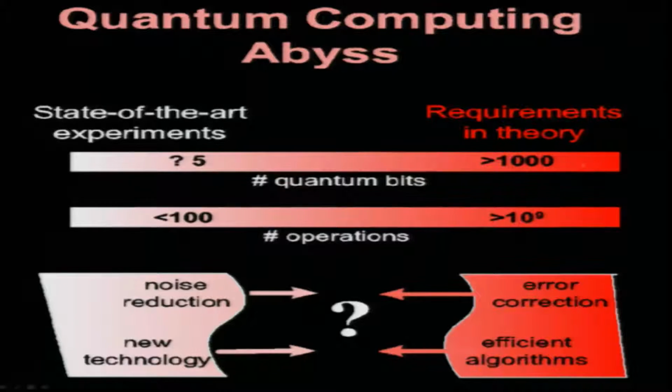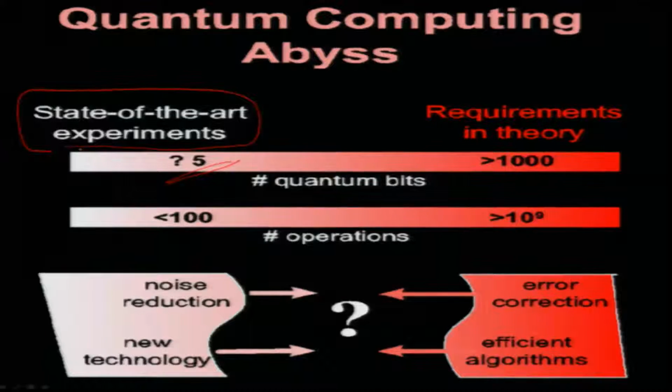So, let me end today's lecture by giving you this picture, which is sort of an abyss of the quantum computing arena, where the state of the art experiments as of now lie somewhere in this range. This number has been updated to about 7 to 8 qubits, but they are all state of the art experiments. One thing to be remembered is that at this point of time, everything we talk about in terms of experimentation and implementations is state of the art.